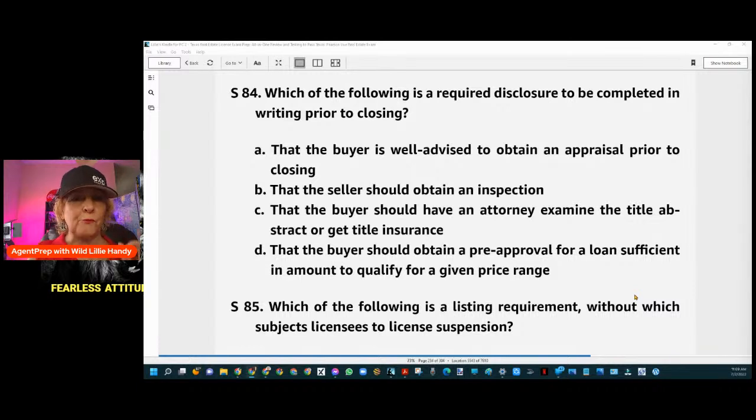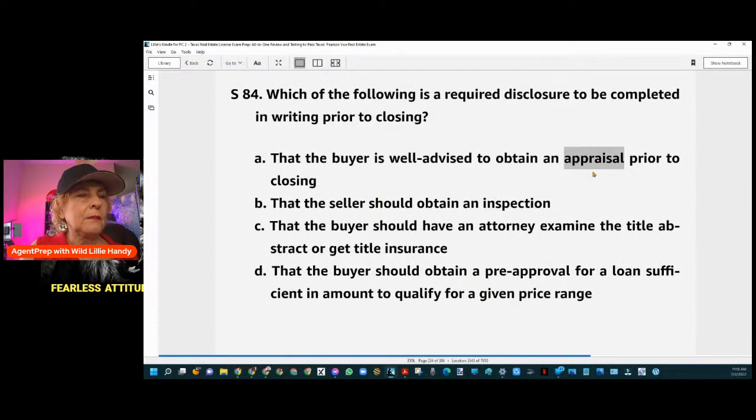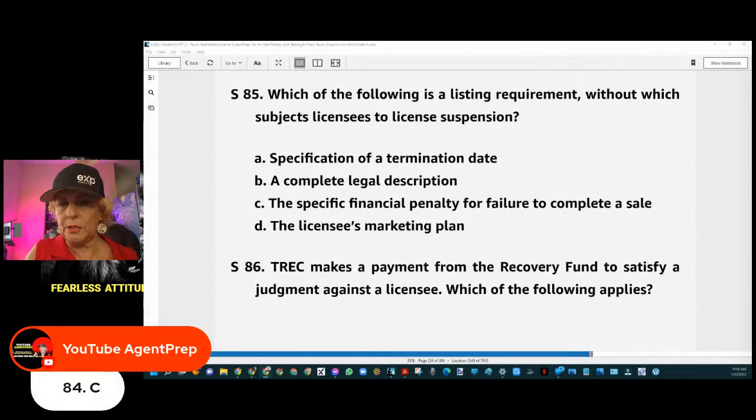What's the saying we have? Ready, willing, and able buyer. They're ready. They've been pre-approved. They're willing. They want to buy now. And they're financially also able to buy. Number 85. So 84 was C.